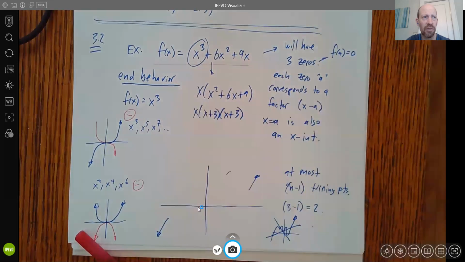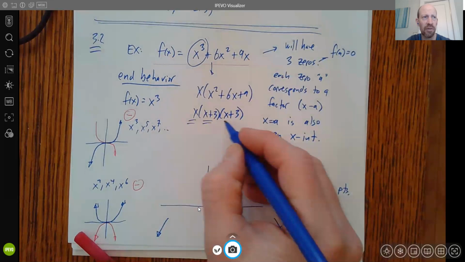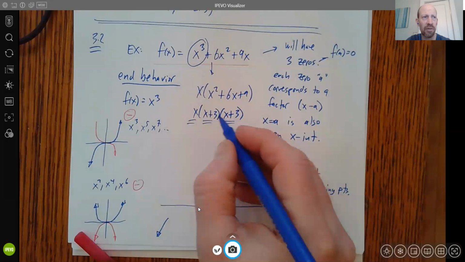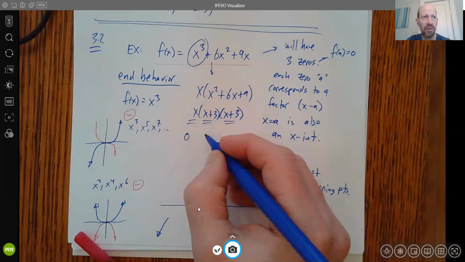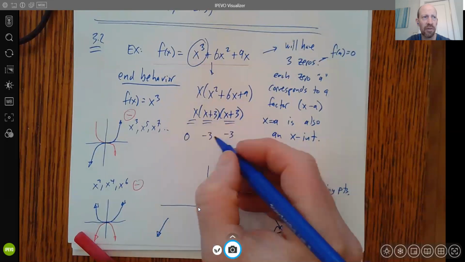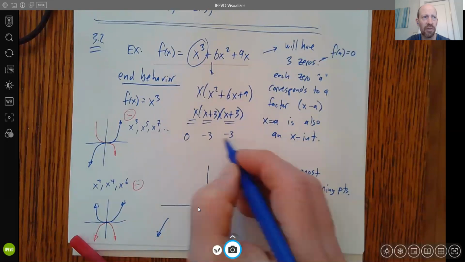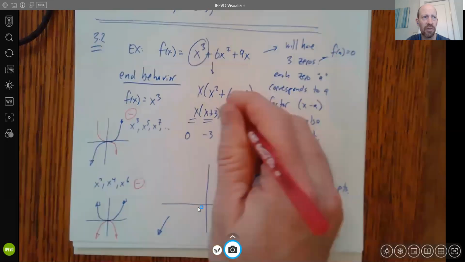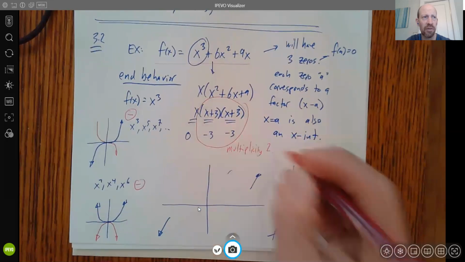Factoring is going to help us in this case because it's 3 factors. This one is x minus 0. And so this tells me the zeros: 0, minus 3, and minus 3, right? I have 3 zeros because it's a degree 3 polynomial. It happens that one of those zeros is repeated. And when it's repeated like that, we say that it has multiplicity 2.